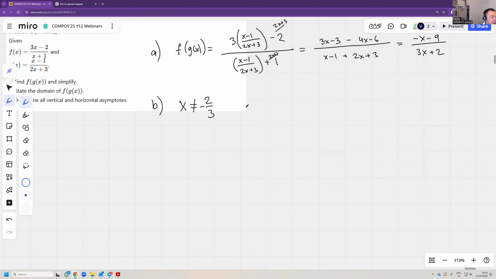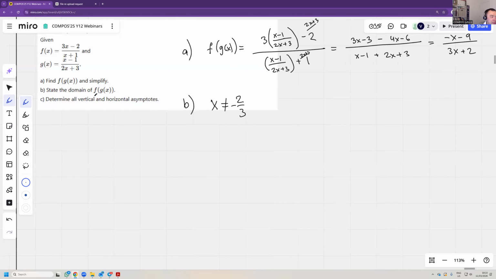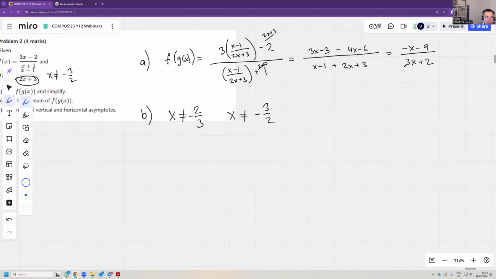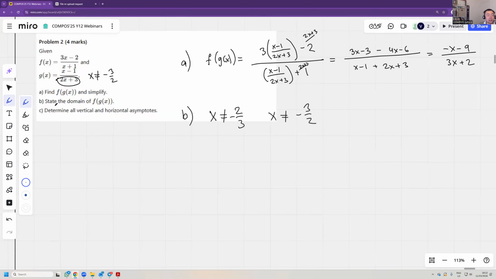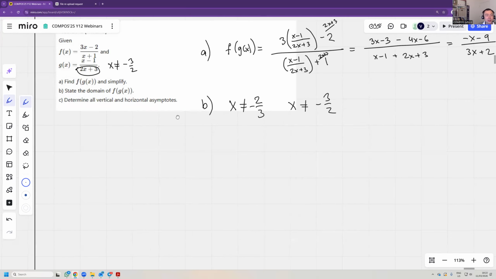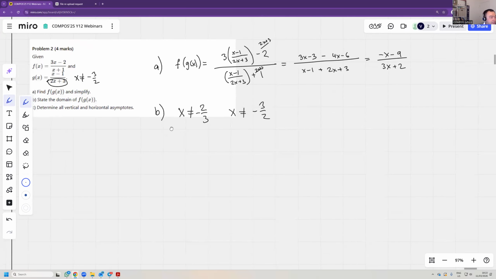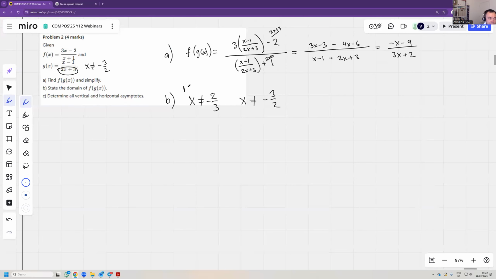But also, because this is a composite of f of g, you have to take into account that x is not minus 3 over 2 because it's 0 at that point. You need to remember that. Because even though this expression exists at minus 3 over 2, the original function doesn't, so the composite doesn't exist either. So this is the domain.